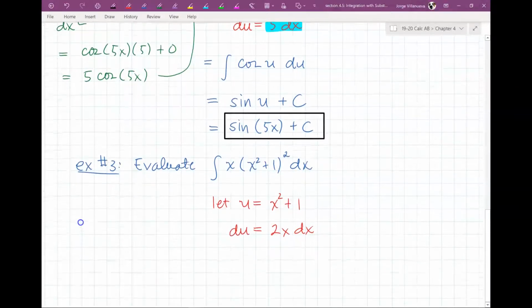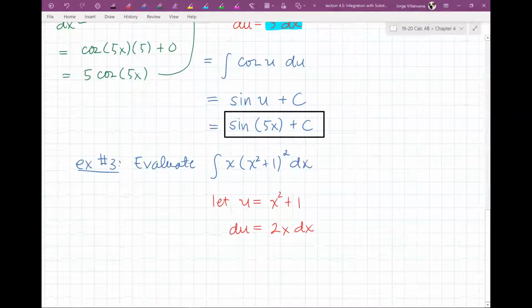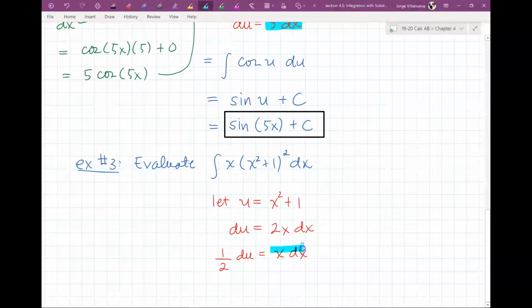Now you might say, wait a minute, I don't have a 2x dx. I only have an x dx. Well, you could manipulate your result there. I just want an x dx, so that 2 in the front, I'm going to make it a half du. And now it matches perfectly, right? x dx is right here. x dx, and x squared plus 1 is right there. x squared plus 1.